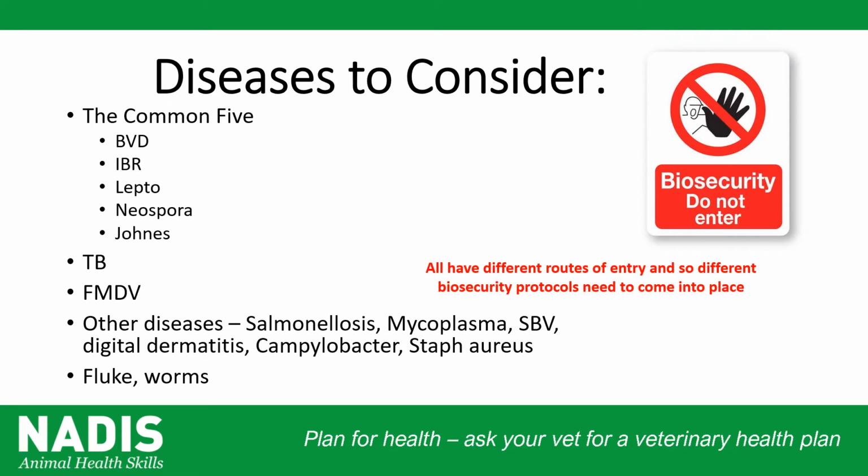So which diseases do we need to consider? The common five are going to be BVD, IBR, Lepto, Neospora and Johne's, but there are also other ones we need to think about. So TB is going to be a big one wherever you are in the country. Foot and mouth, biosecurity is a really important factor in controlling foot and mouth. And then lots of other diseases like Salmonella, Mycoplasma, Schmallenberg, digital dermatitis, Campylobacter, Staph aureus mastitis. And then also to consider the risk of buying in fluke and worms, and particularly buying in resistant fluke and worms where you currently might not have a problem with resistance.